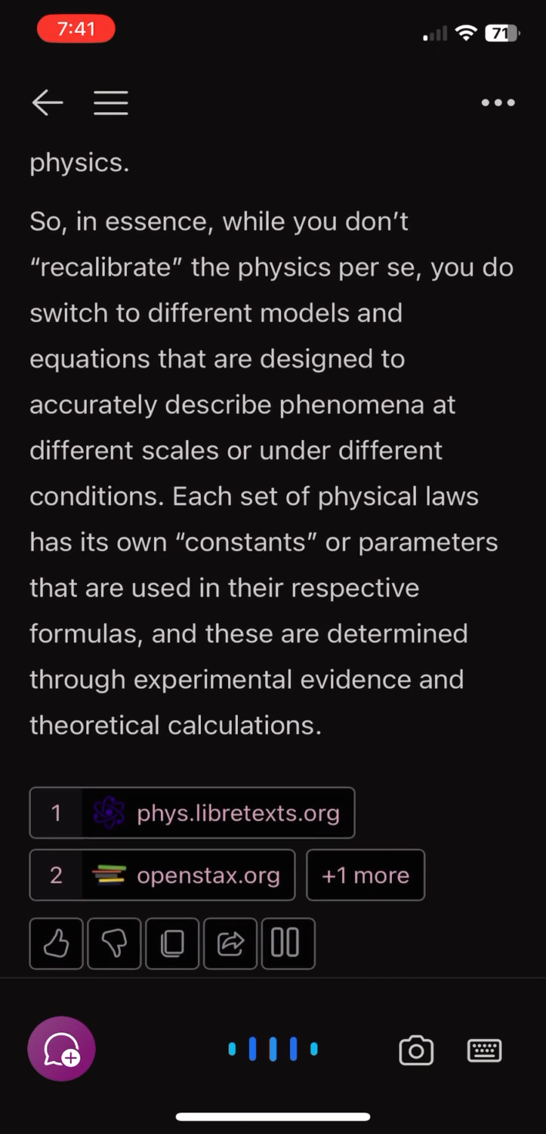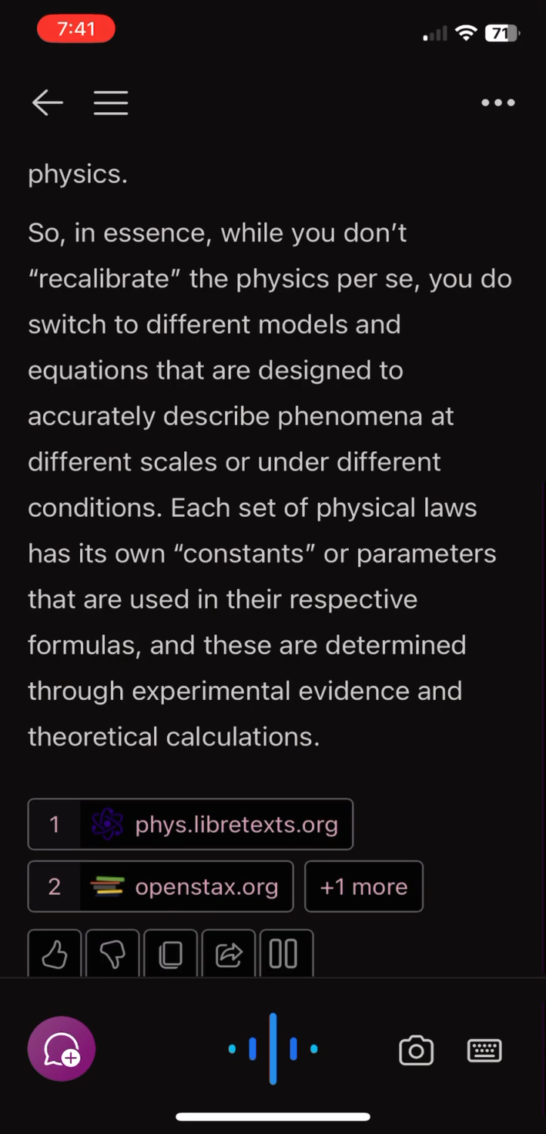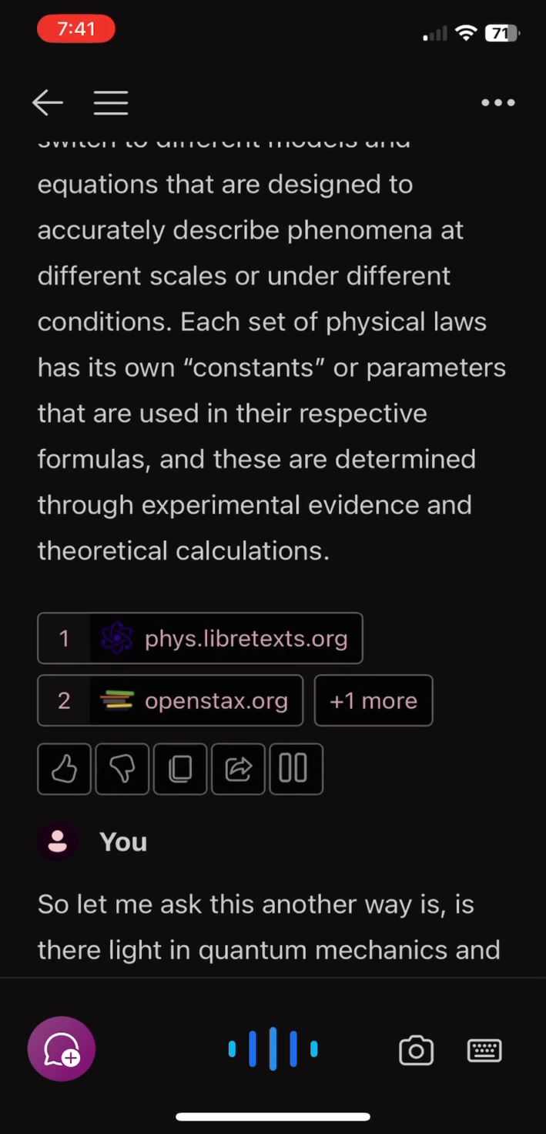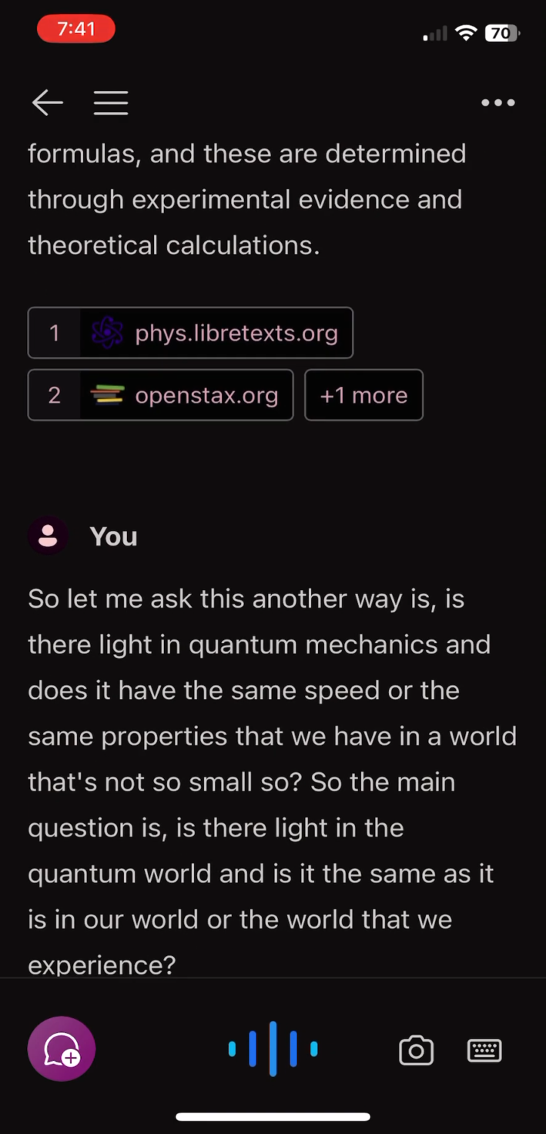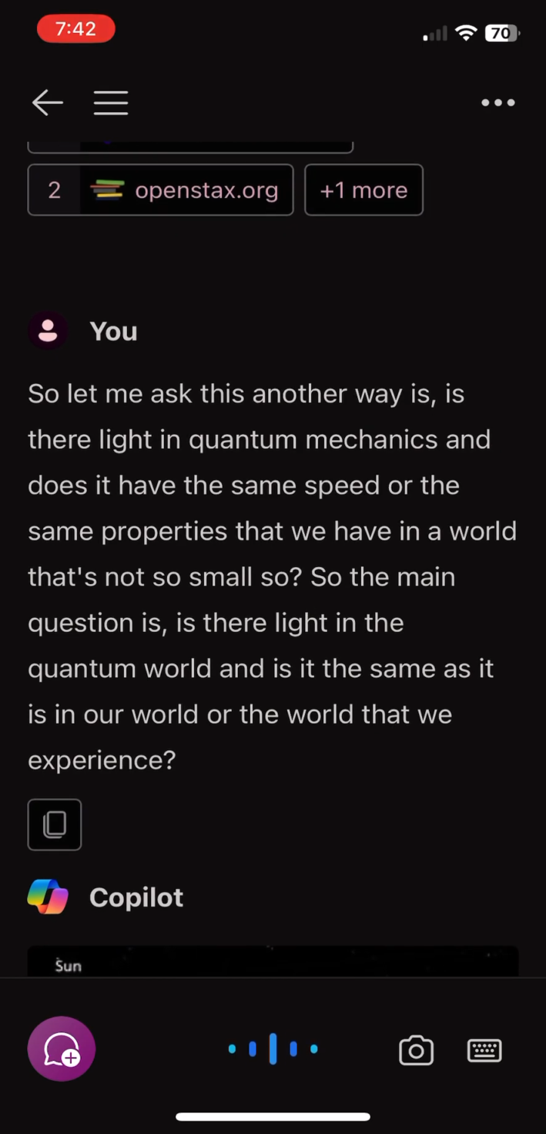So, in essence, while you don't recalibrate the physics per se, you do switch to different models and equations that are designed to accurately describe phenomena at different scales or under different conditions. Each set of physical laws has its own constants or parameters that are used in their respective formulas, and these are determined through experimental evidence and theoretical calculations.